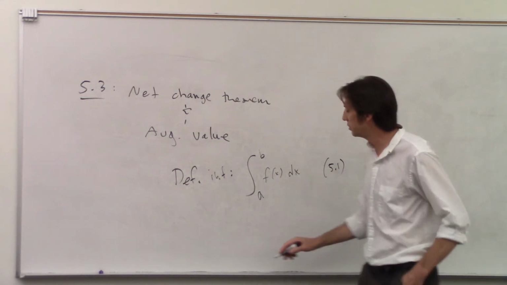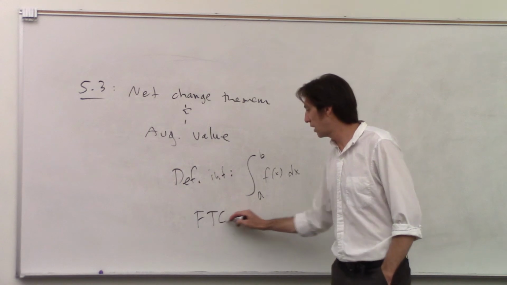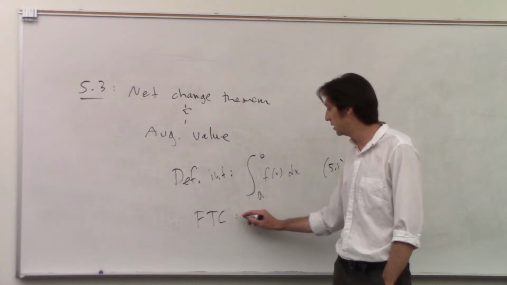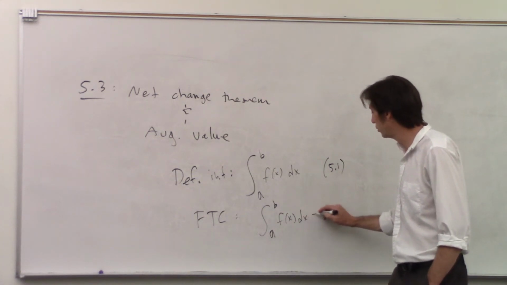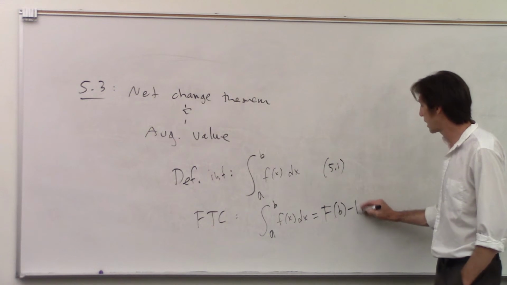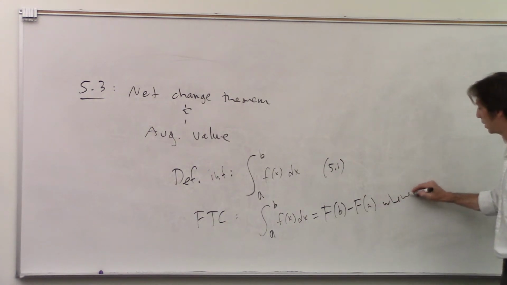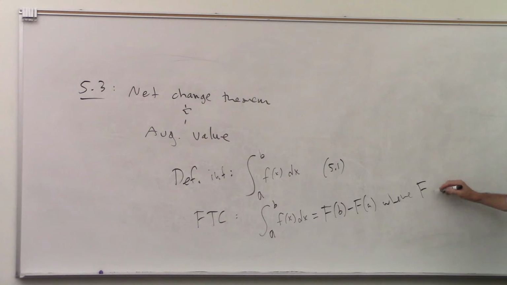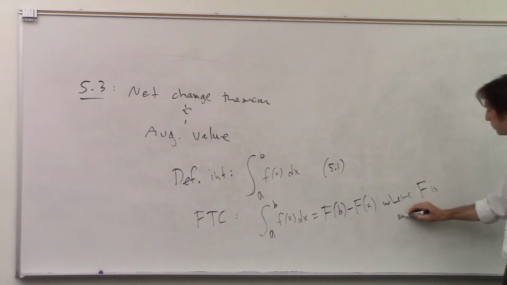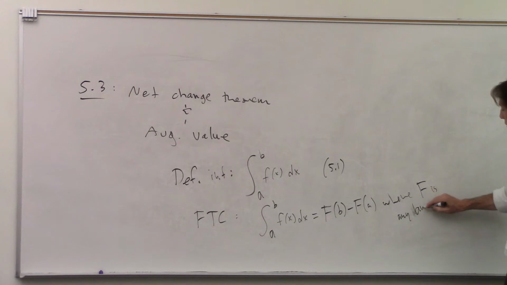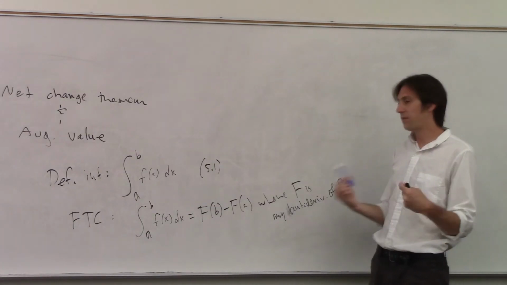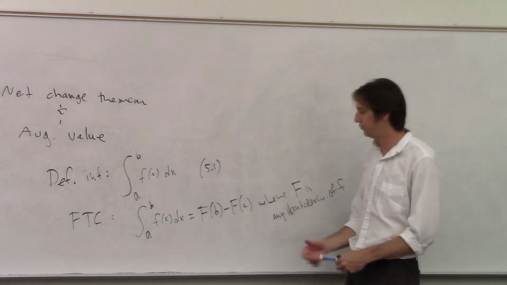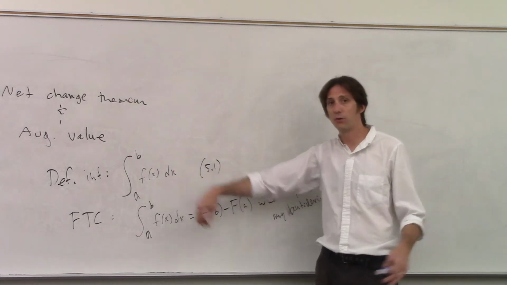In section 5.2, we talked about the fundamental theorem of calculus, abbreviated FTC, and that was written: the integral from a to b of f of x dx is equal to capital F of b minus capital F of a, where the understanding here is that capital F is any antiderivative of the integrand lowercase f. We thought about the fundamental theorem as a shortcut for evaluating definite integrals.